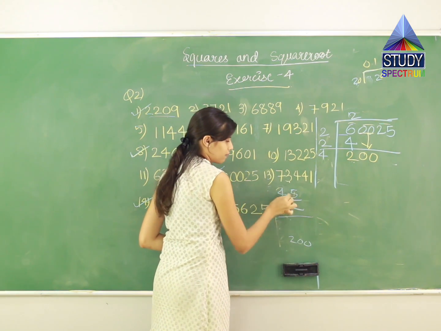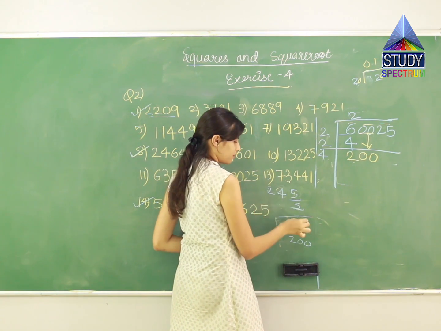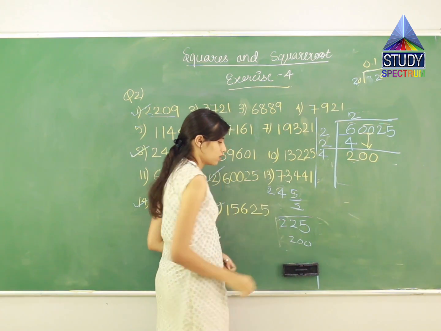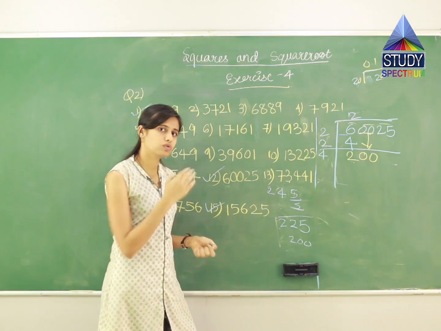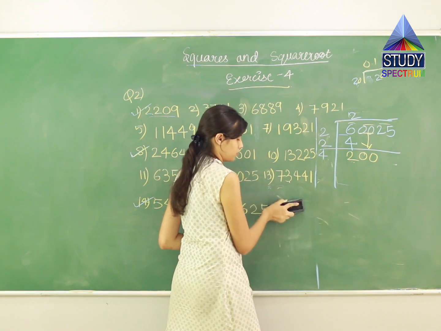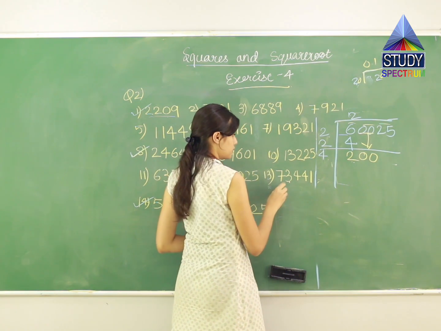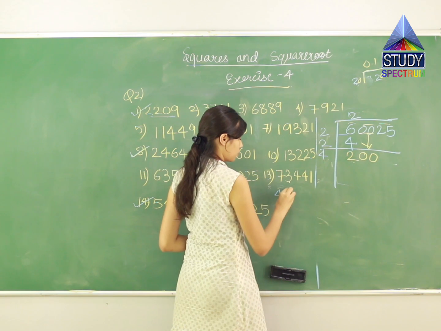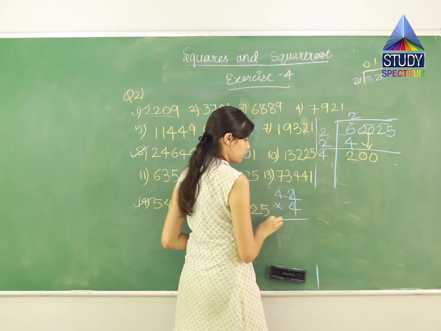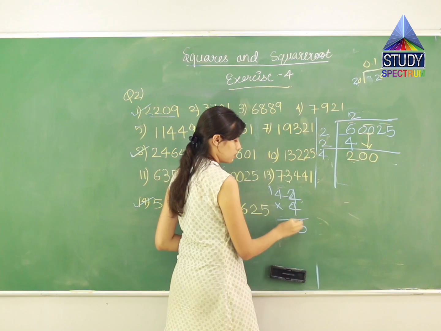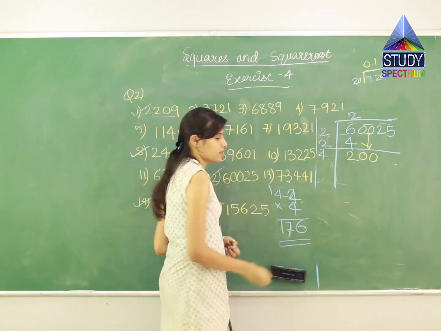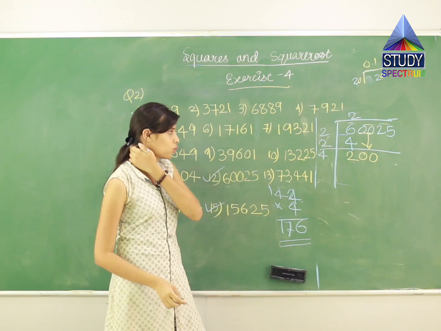So let us try with 5. 5 5s are 25. 5 4s are 20, and this comes to 225. The number is greater than 200, right? So what will we do? Take a number smaller than 5, which is 4. So let us take 44 into 4. 4 4s are 16. 4 4s are 16. 16 plus 1, 17. 176. So this is the number closer to 200.